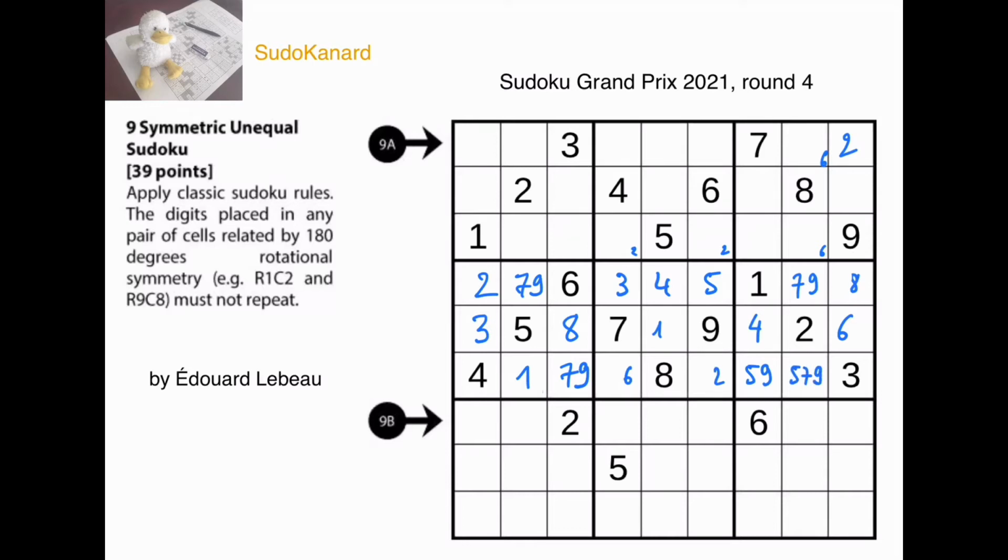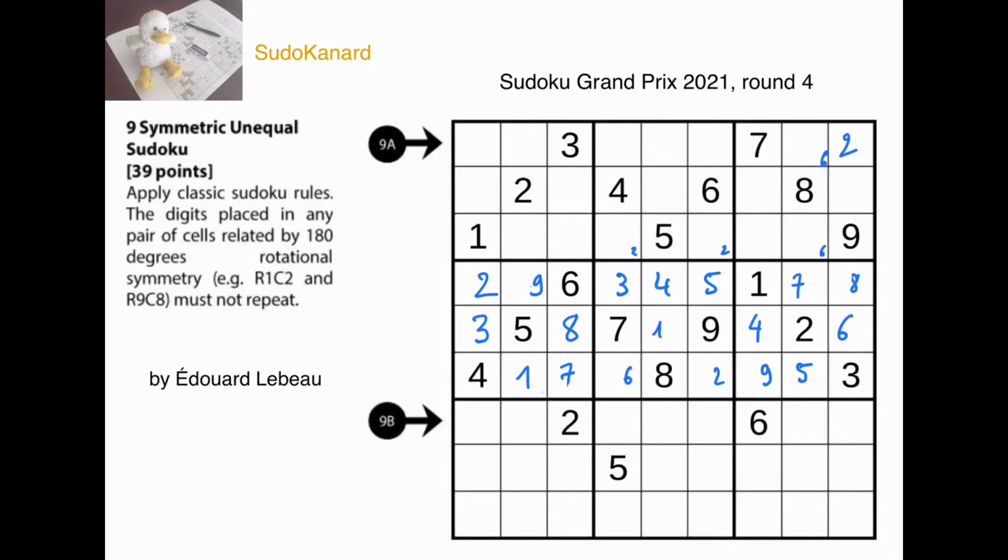But now the logic becomes useful. Both cells here see this cell, so this can't be either this digit or this one, so it has to be a 5. Making this a 9, this a 7, this a 7, this a 9. Well, of course there are other ways to resolve this part of the grid, but I like this way of doing things.